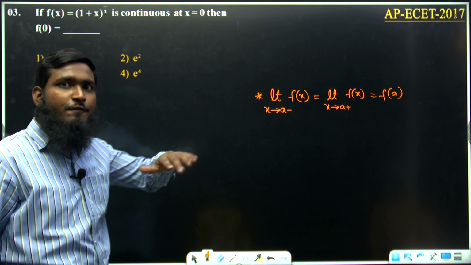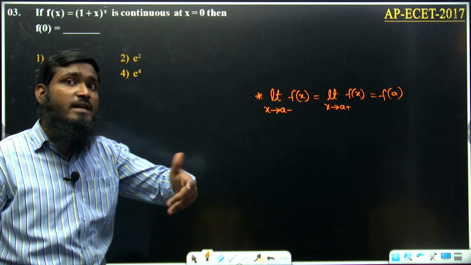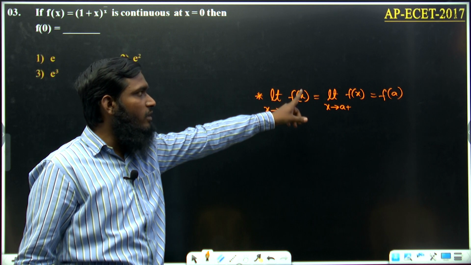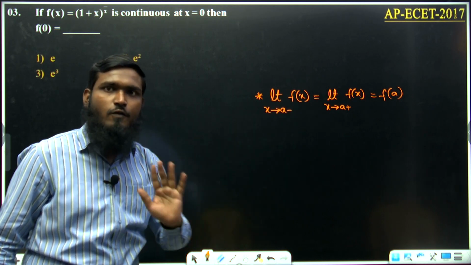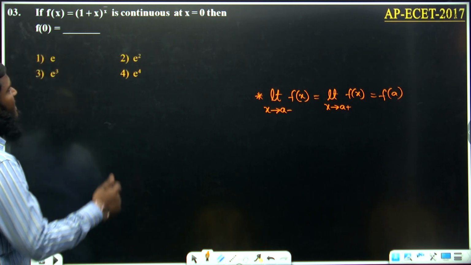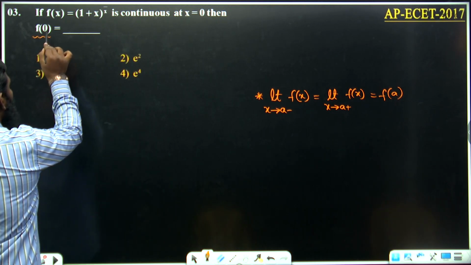Now, whenever the function is continuous, when we can say it is continuous, we have to remember this condition: limit x tends to a minus f of x is equal to limit x tends to a plus f of x is equal to f of a. That is the condition.